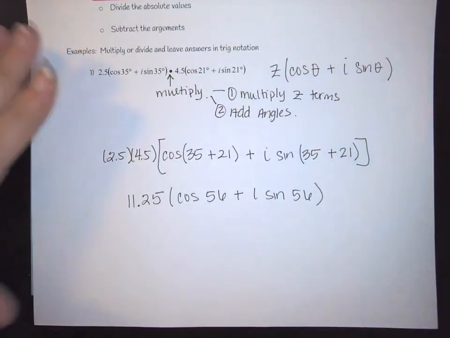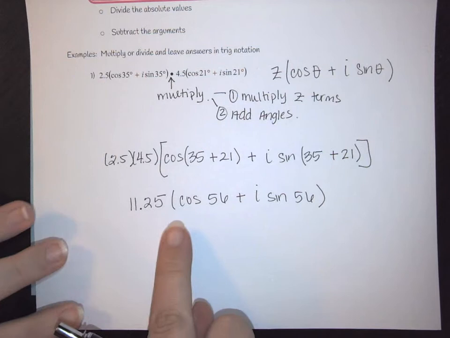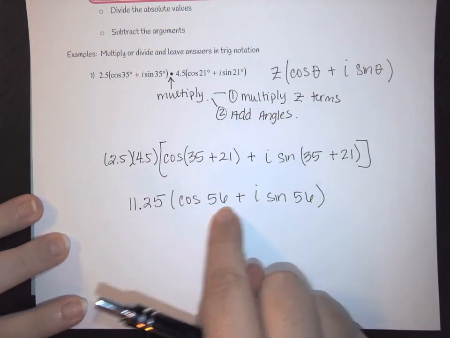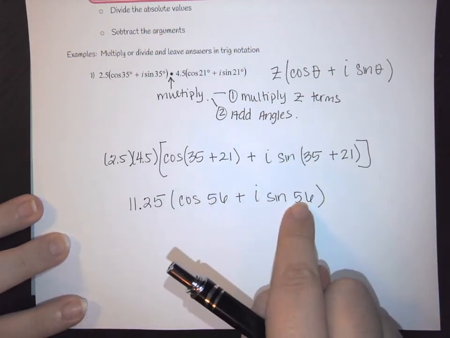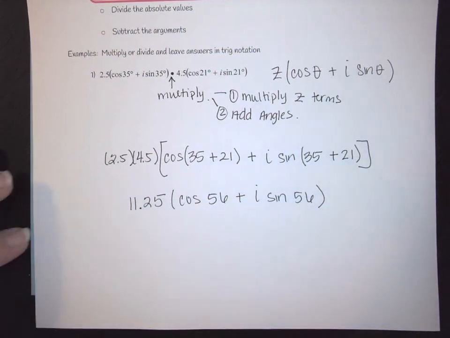Now, here is a tip or trick. When you are writing these, your two angles for cosine and sine should come out to be exactly the same. If they come out to be two different numbers, you've made a mistake somewhere.